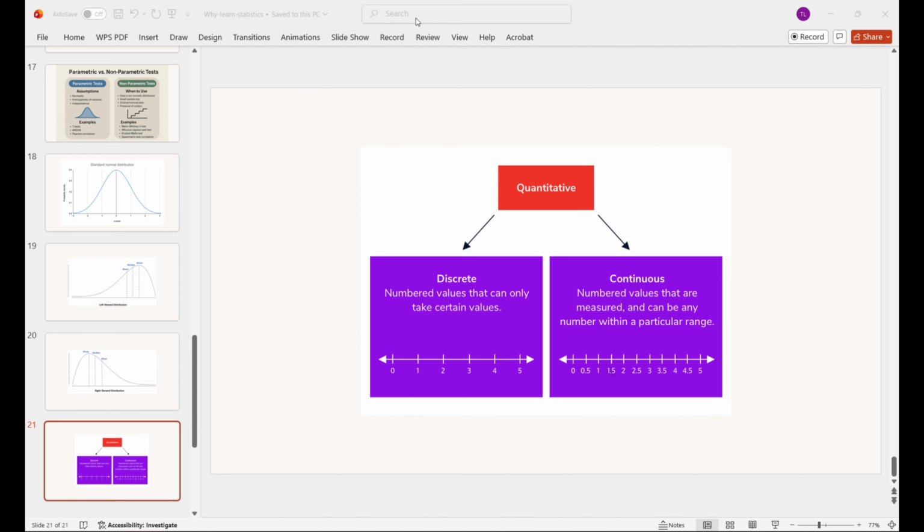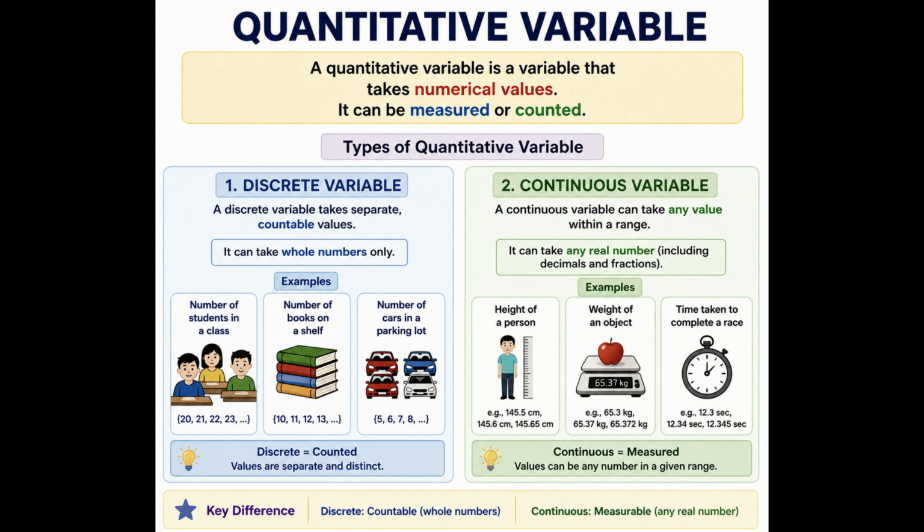Now, let us understand continuous variable. Continuous variables are values that can be measured. They can take any value within a range, including decimals. For example, height, weight, time. These values are obtained through measurement.